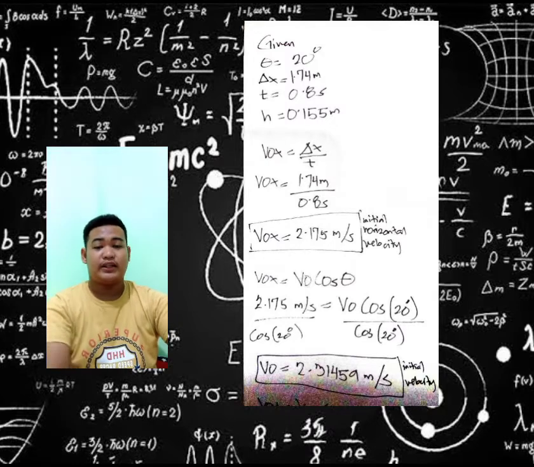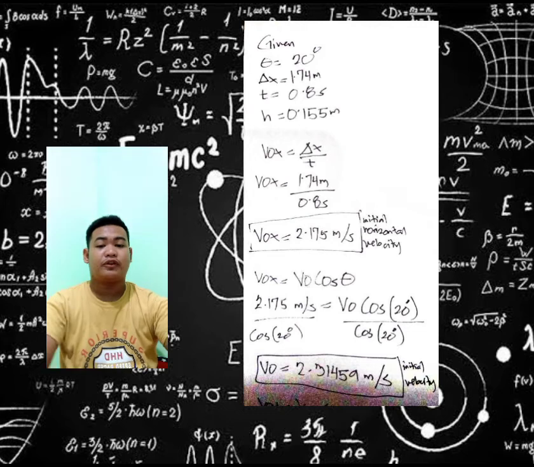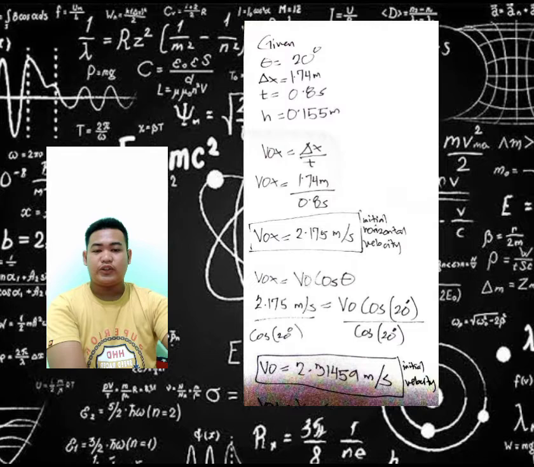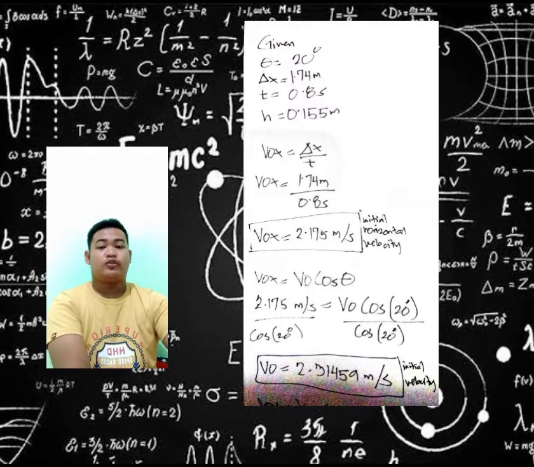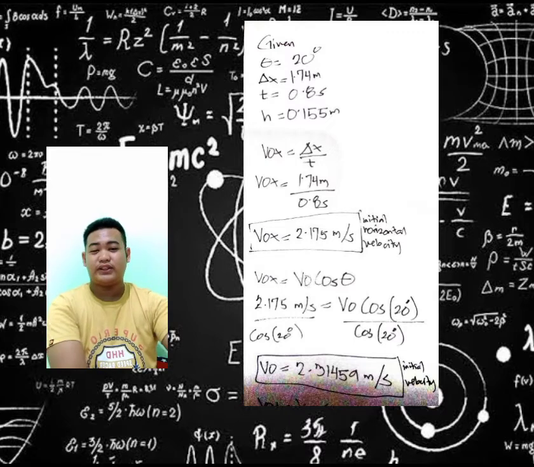Now we can get the initial velocity. The formula is Vox equals V0 times cos theta. To get the initial velocity, we will substitute the gathered data to get the unknown, which is the initial velocity. So our Vox is 2.175 meters per second. We will divide it by cos theta, which is cos 20 degrees. So our initial velocity is 2.31459.